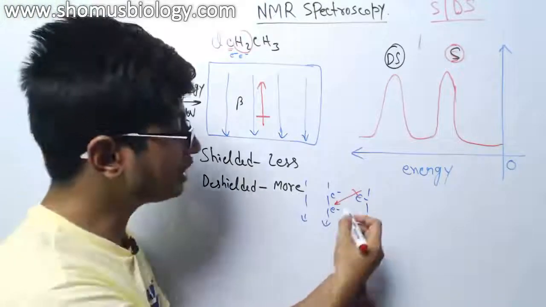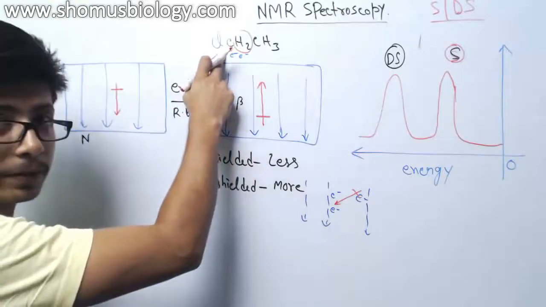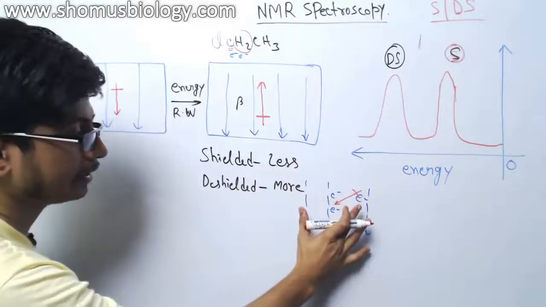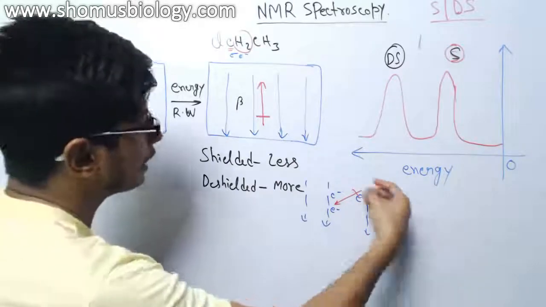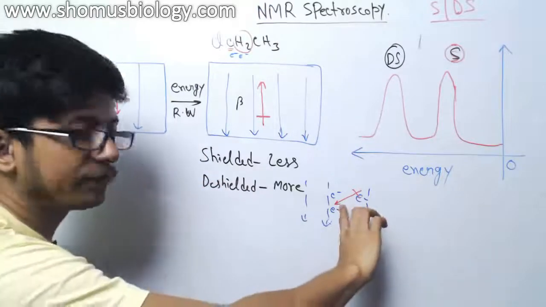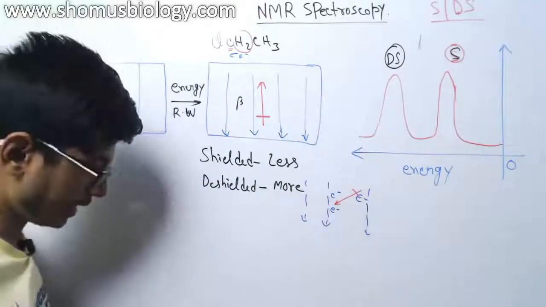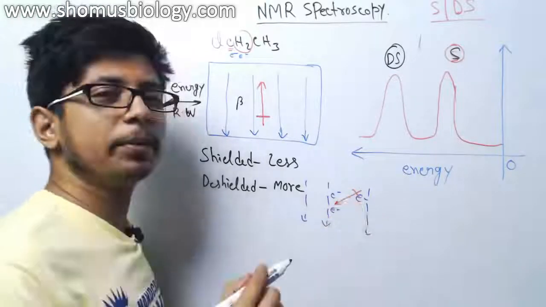the magnetic field, because it is shielded by the electrons coming from the nearby carbon. So this is a shielded situation. Now if we put the radio wave source, which acts as energy to shift it to the beta spin state, we need very little energy because it's already shielded with electrons.